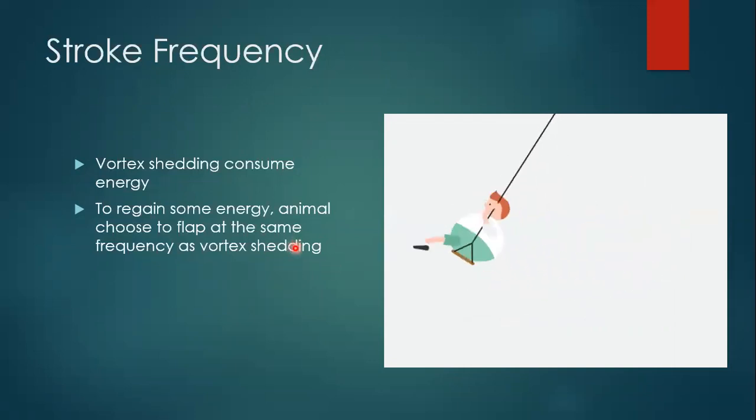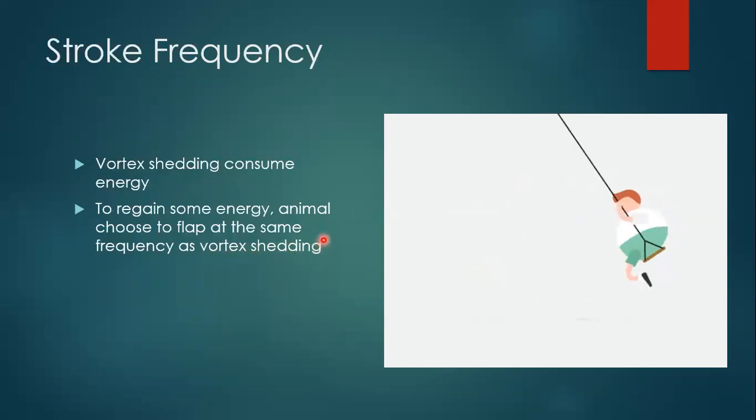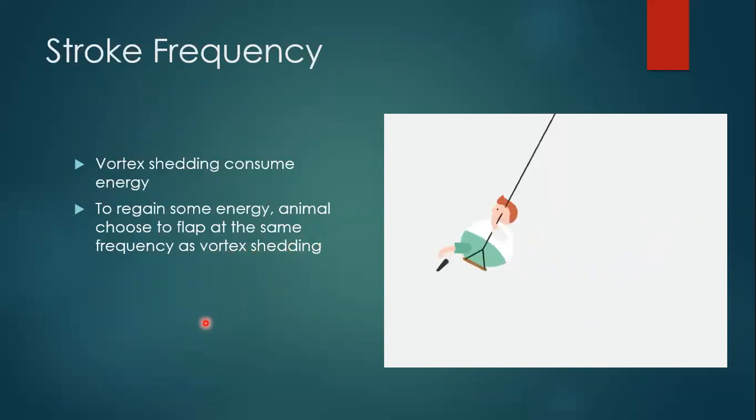This is similar to what happens when animals flap at the same frequency as vortex shedding. So animals can flap at whatever frequency they want, right? When they flap at the same frequency as vortex shedding, they will recapture some energy. So that's generally the frequency they use when they are cruising.